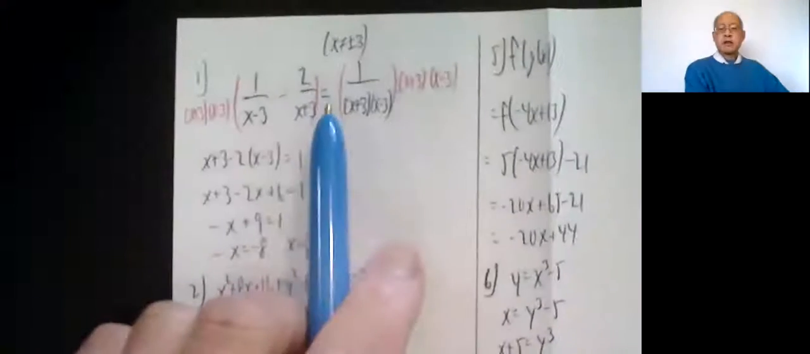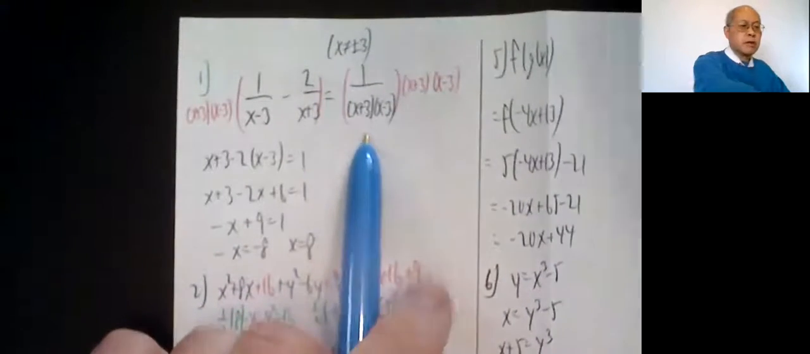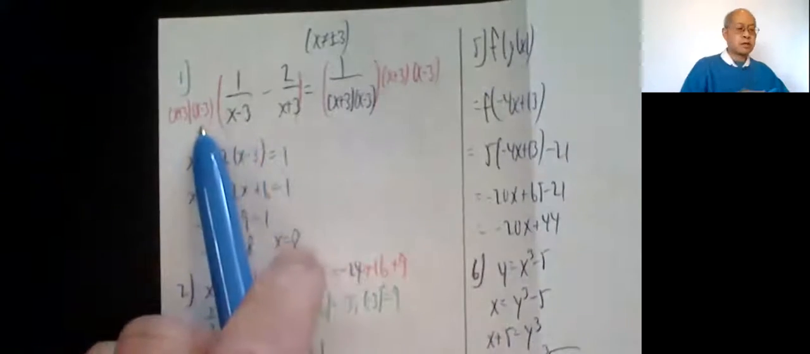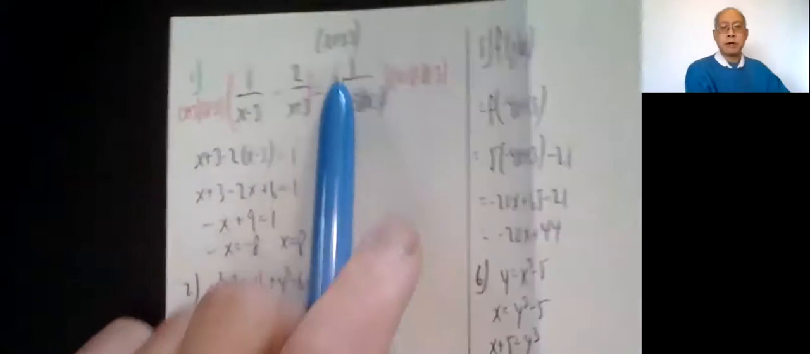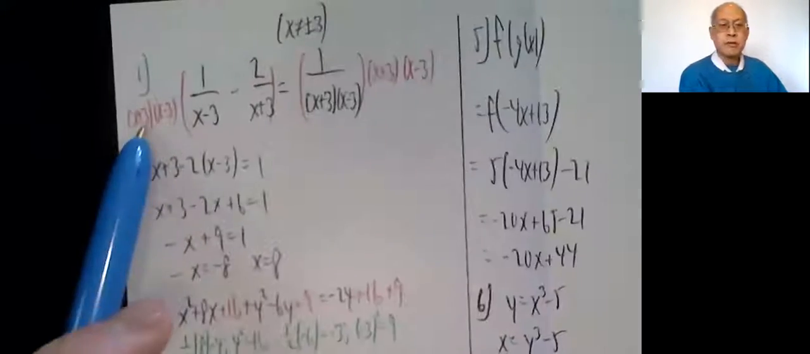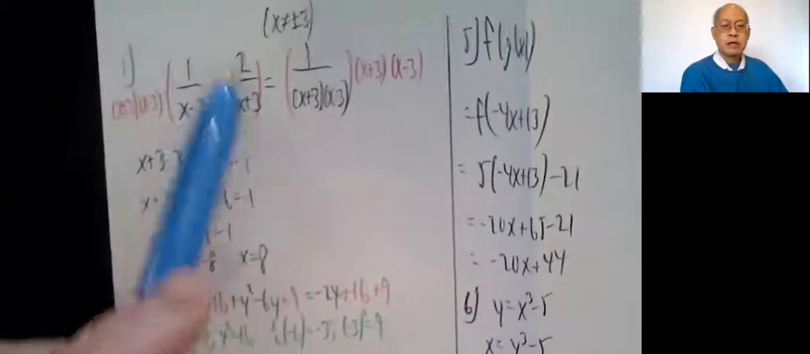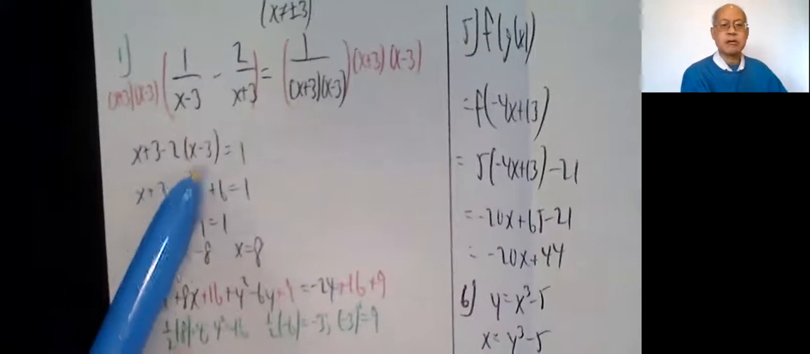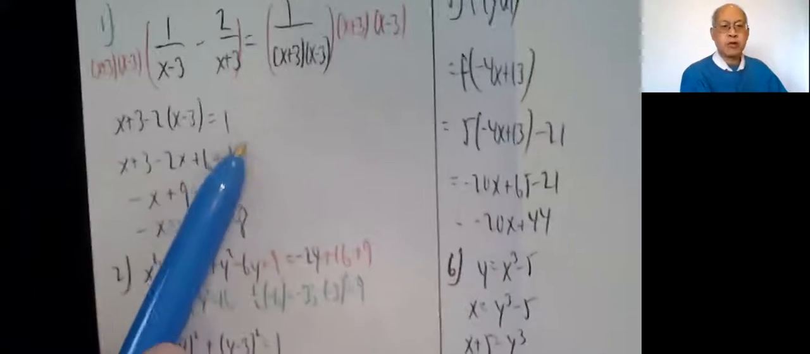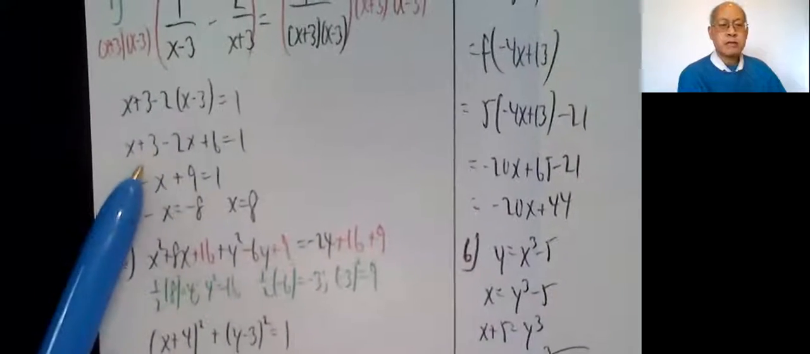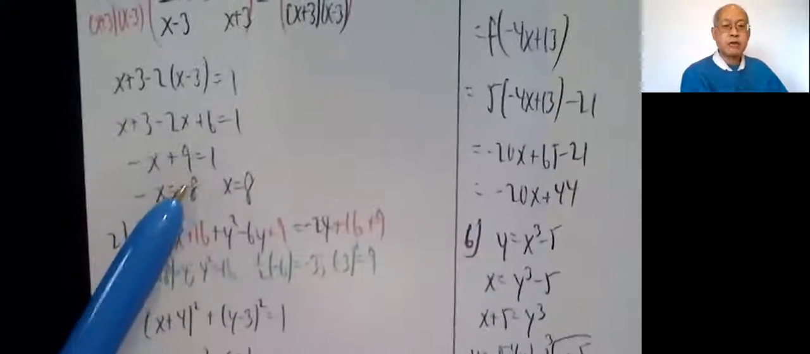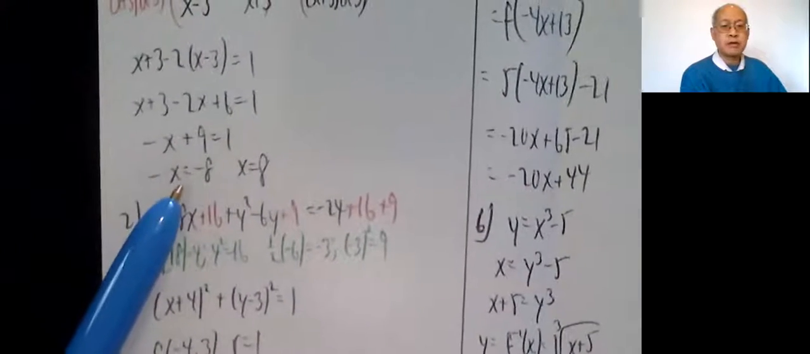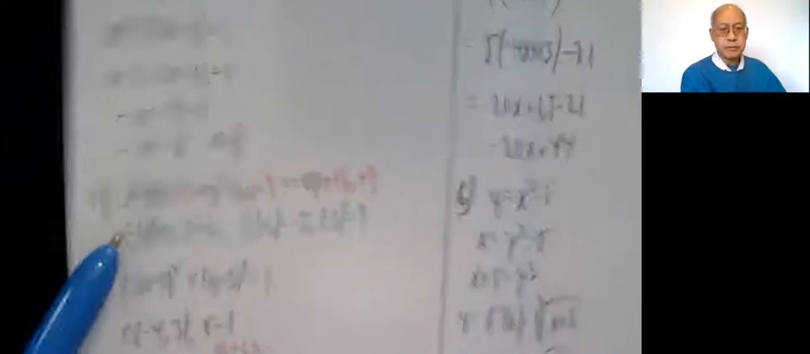Number one, this one factors into x plus 3, x minus 3. Multiply both sides by x plus 3, x minus 3 to get rid of the fractions. Side note, x cannot be either plus or minus 3 because then we divide by 0. These 2 times 1 over x minus 3 gives me x plus 3. These 2 times this fraction gives me 2 times x minus 3. And these cancel out, giving me 1. Distribute: x plus 3 minus 2x plus 6 equals 1. Negative x plus 9 equals 1. Subtract 9, negative x equals negative 8, so x equals 8.